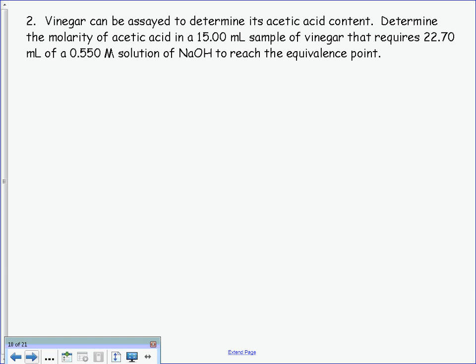Okay, so vinegar, this is like our lab for tomorrow. Vinegar can be tested, is what that means. Is vinegar an acid or base? An acid. It's got acetic acid in it. So vinegar can be tested to determine acetic acid content. Determine the molarity of the acetic acid in a 15 mL sample of vinegar that requires 22.7 mL of 0.55 molar sodium hydroxide to reach the equivalence point. Whew, seems like a huge problem, right? What's your first step? Okay, ready when you are.